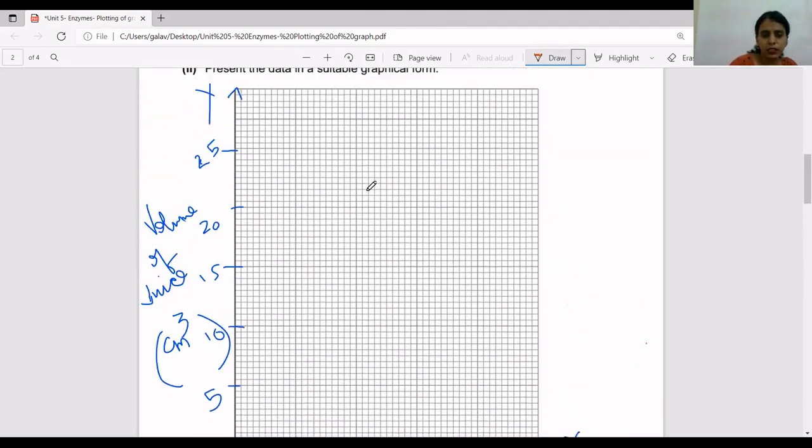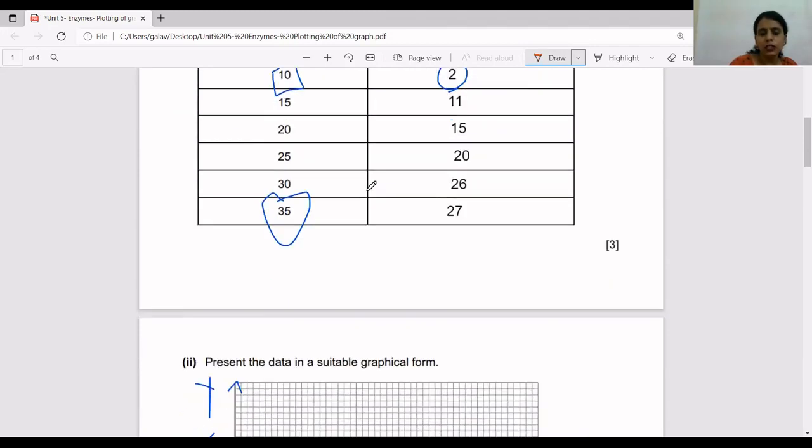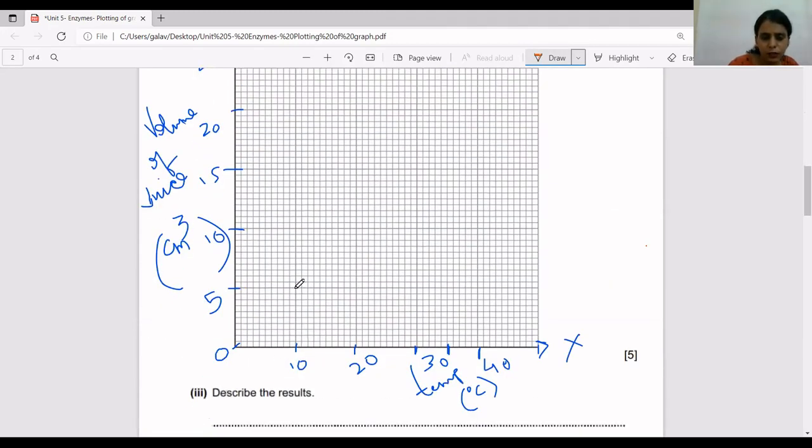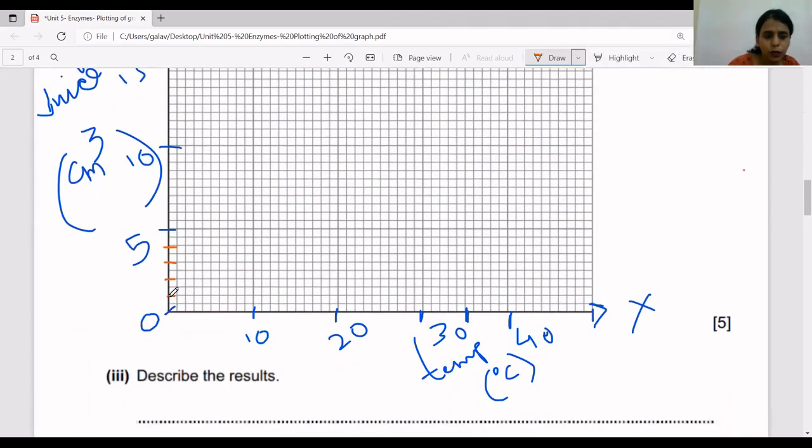Whenever you plot this graph, see, at temperature 10 degrees Celsius, the volume of juice collected was 2, and at 15 it was 11. So at 10 degrees Celsius, the volume of juice collected was 2. But this is 5, that is 0. This is 1. 2 boxes show 2. Then another 2 boxes show 3. Another 2 boxes show 4. And the next 2 boxes show 5. I'll increase the size a little bit here. Remember, these 2 small boxes show 1 and then another 2 small boxes show 2.